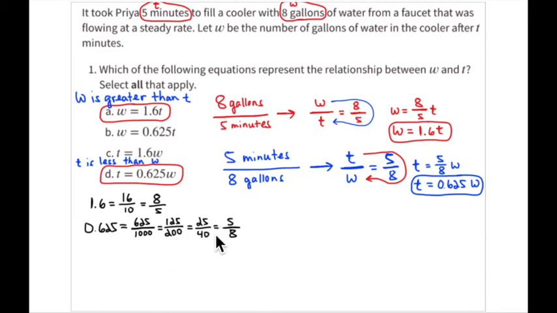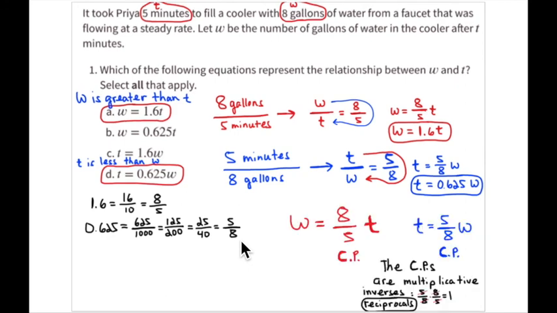That's 25 over 40. And divide each of these by 5. That's 5/8. So 5 divided by 5 divided by 5 is actually dividing by 125. So 6 divided by 125 is 5. And 1,000 divided by 125 is 8.